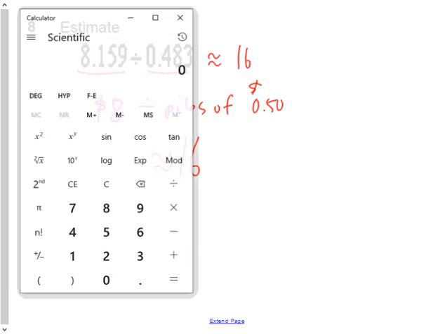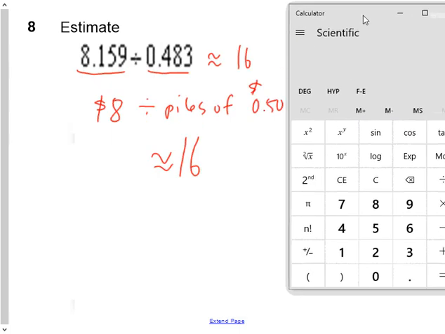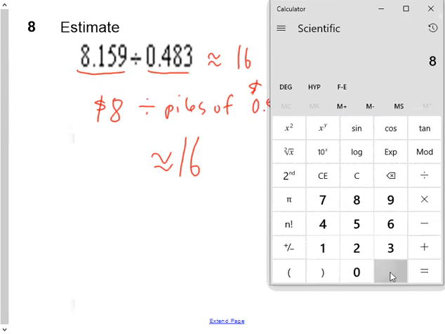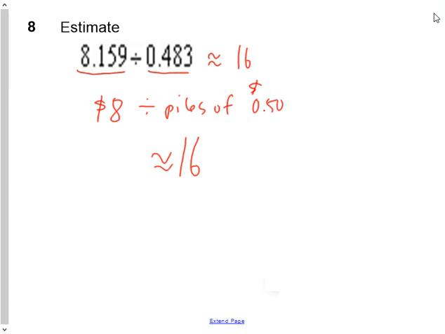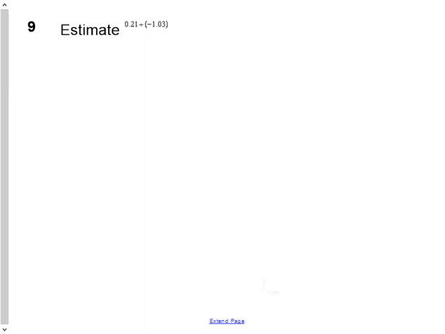If I take my calculator just to show you, and actually do 8.159 divided by 0.483, my estimation of 16 is pretty good, 16.89. And that's how you estimate divisions. In the next one, same idea. This time it's a different idea, but same practice.